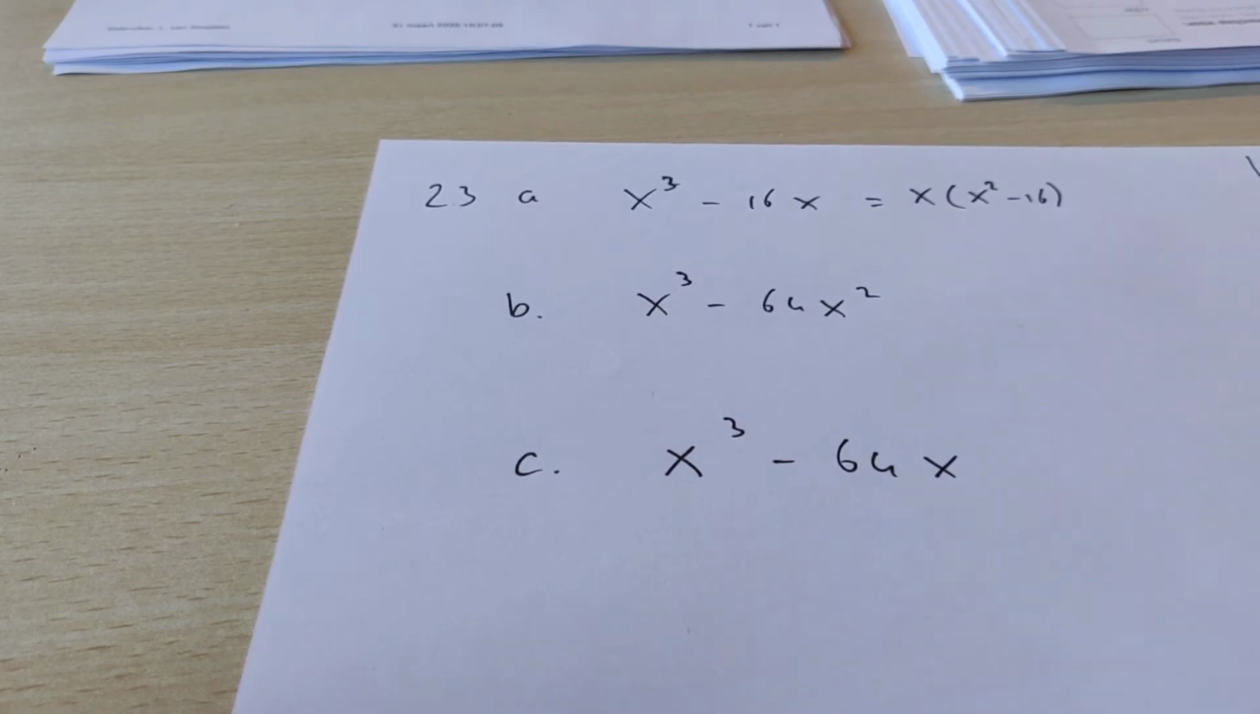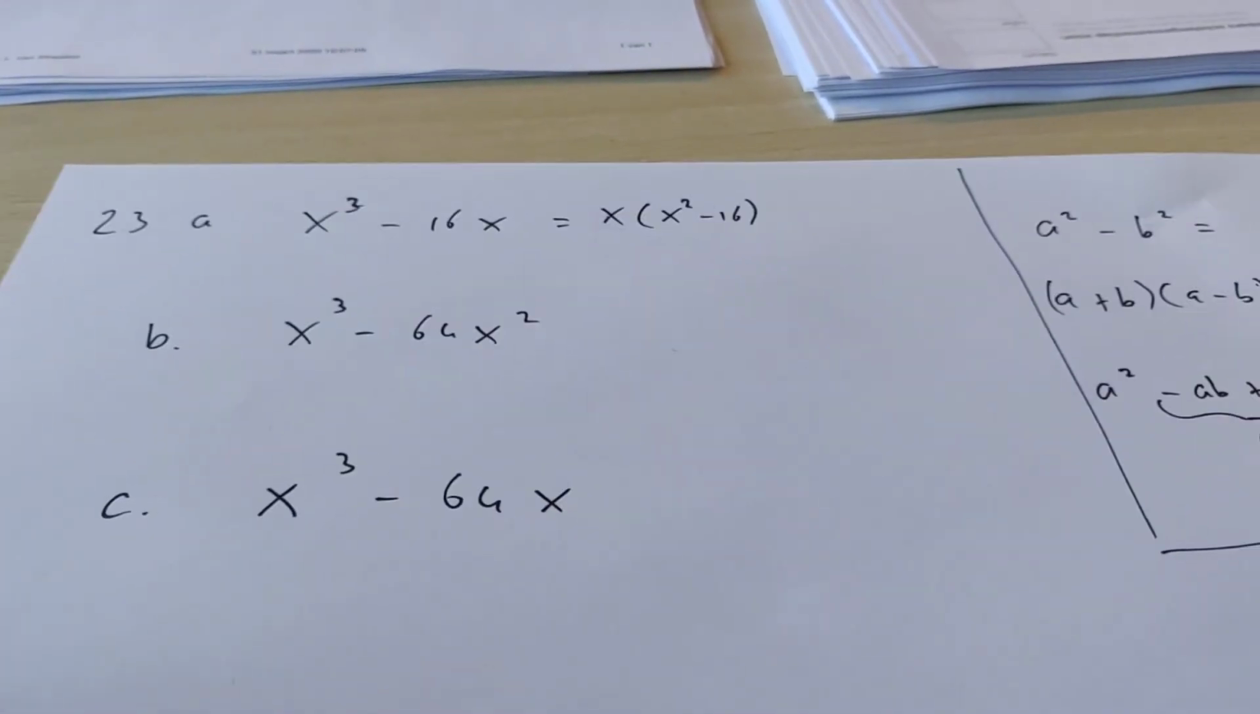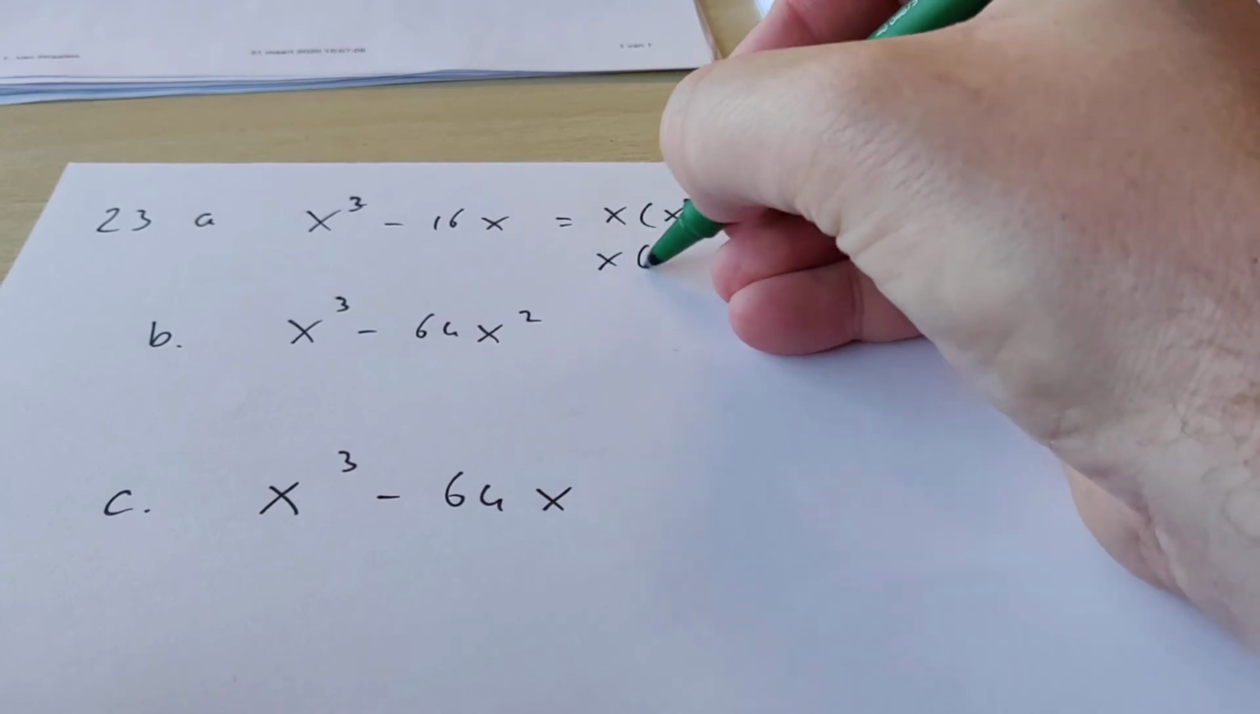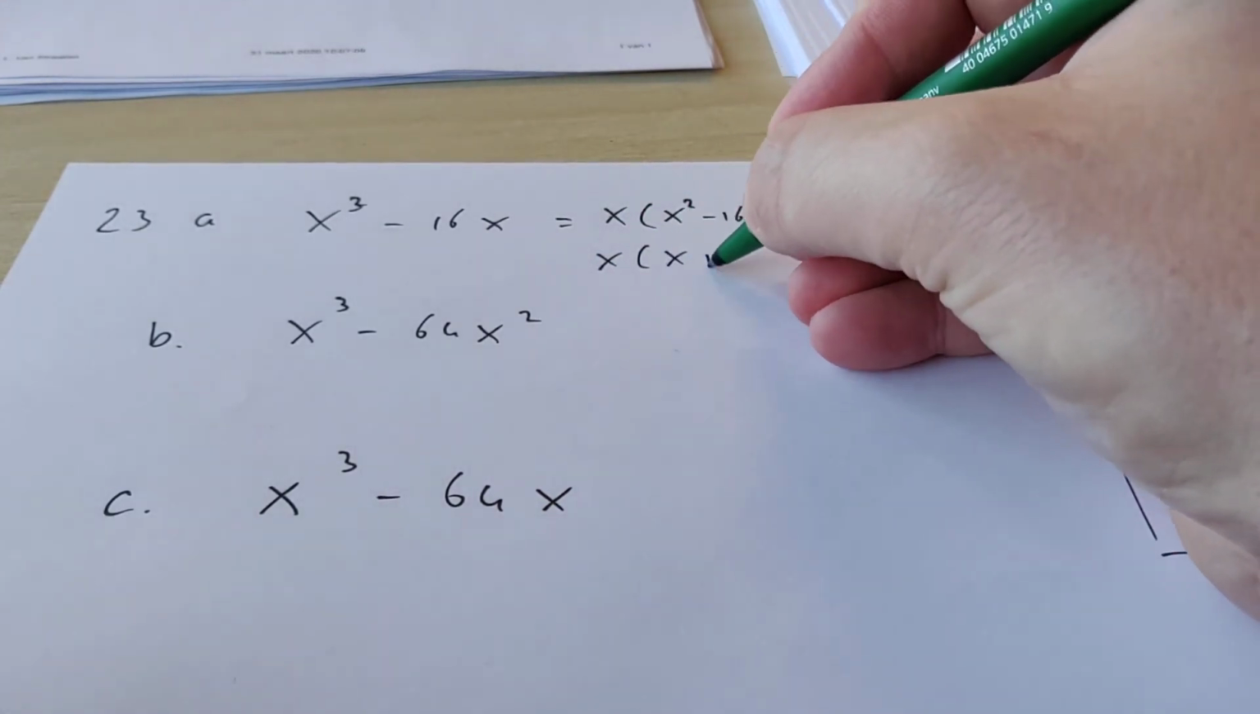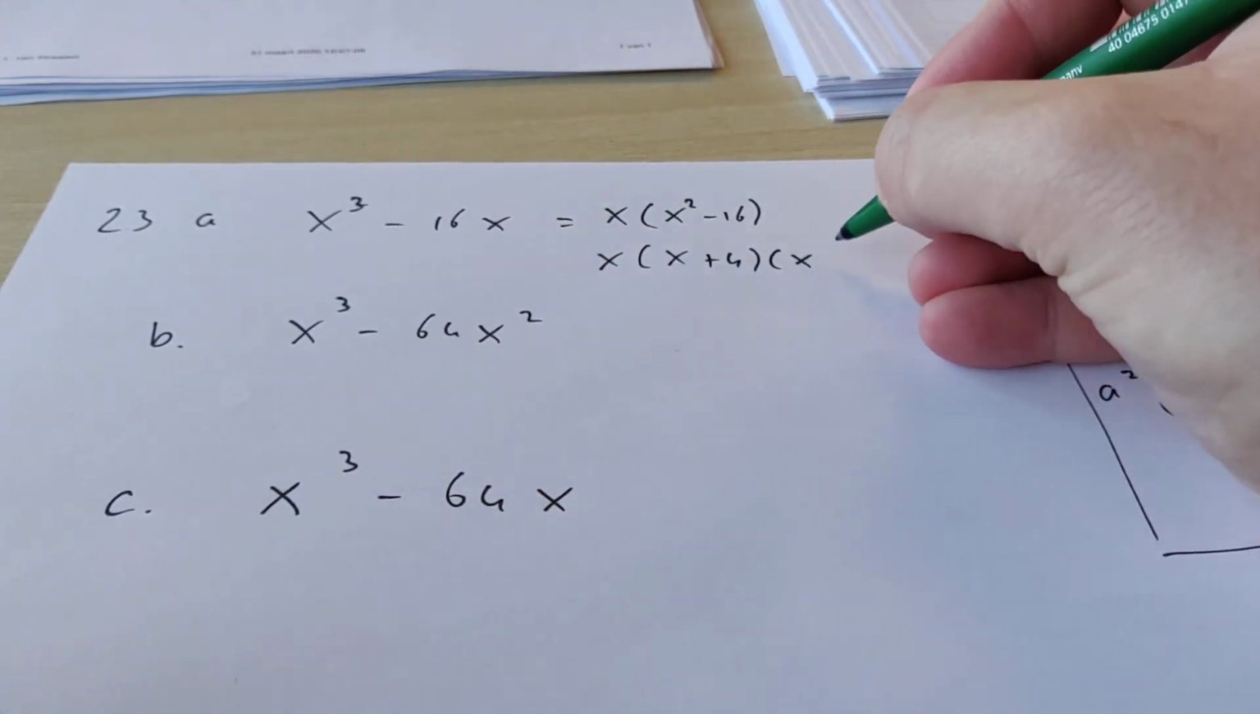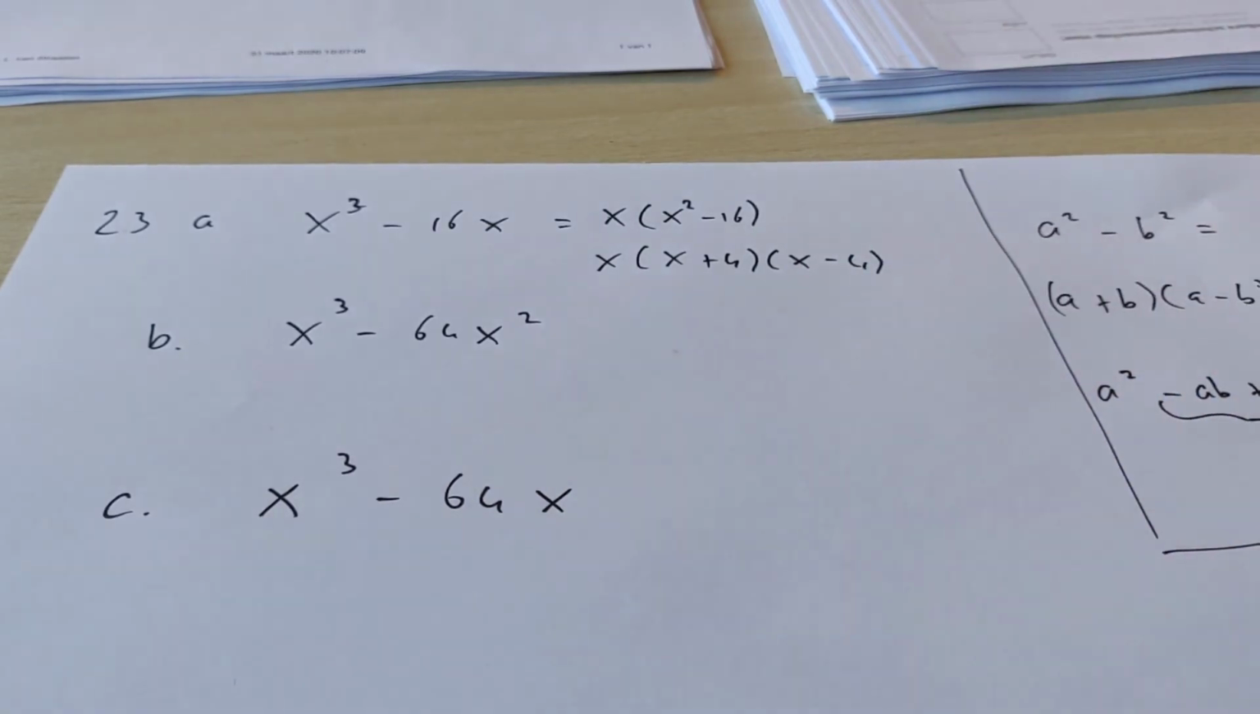Now this is actually in the same form as a squared minus b squared, right? Because the square root of 16 is 4. So you can write this down as x plus 4 and x minus 4. So like that.